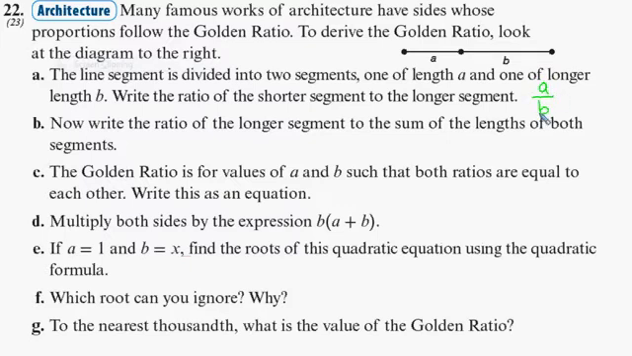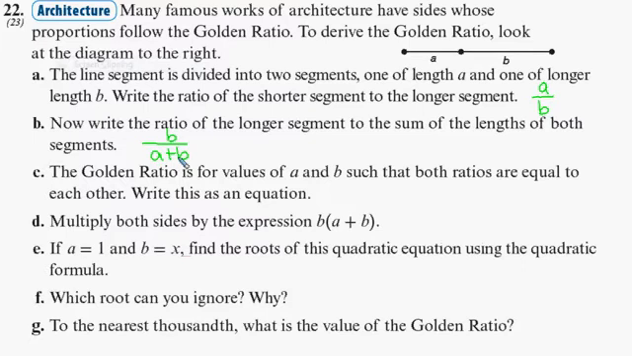Now write the ratio of the longer segment to the sum of the lengths of both segments. Okay, so for this first one, we're looking for the longer segment. So that's going to be B. B is the numerator. And what is our denominator? The sum of the lengths of both segments. Well, that's just A plus B. Again, not very hard.